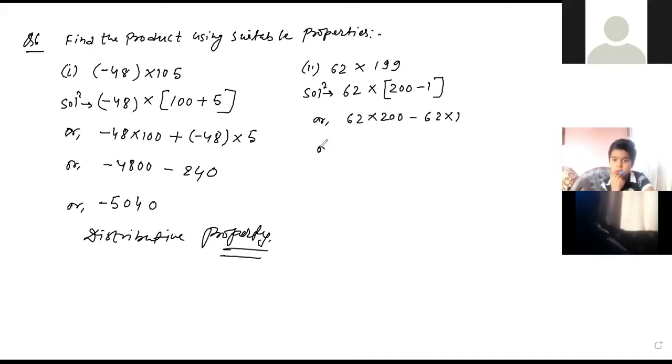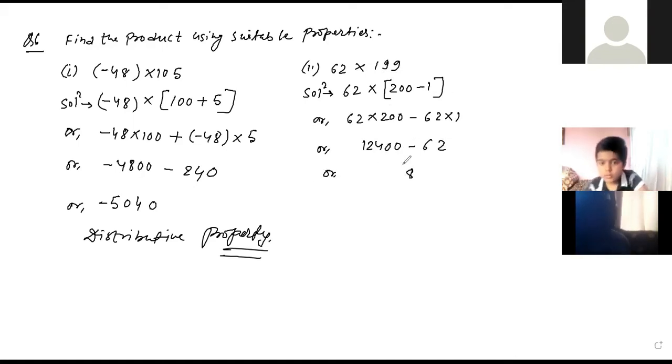Which property? Distributive. Distributive property. This is again distributive.